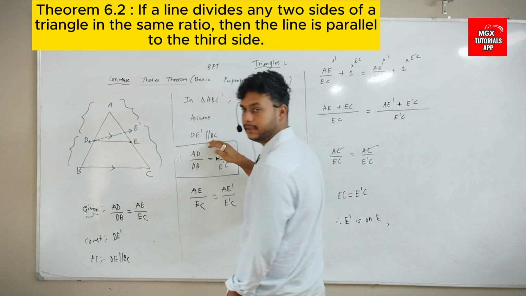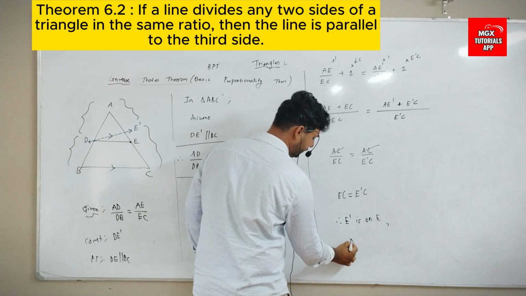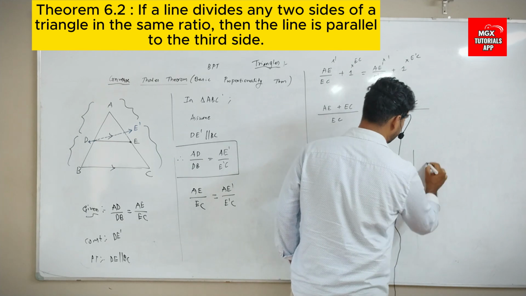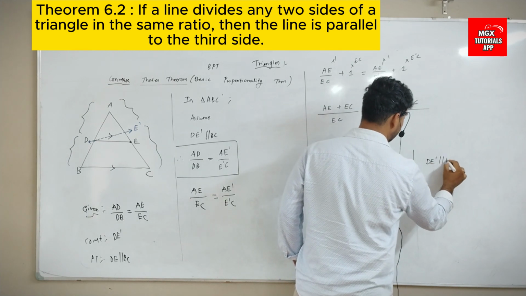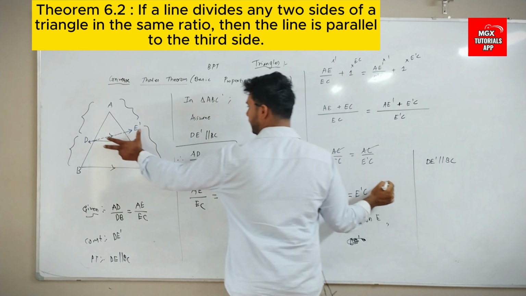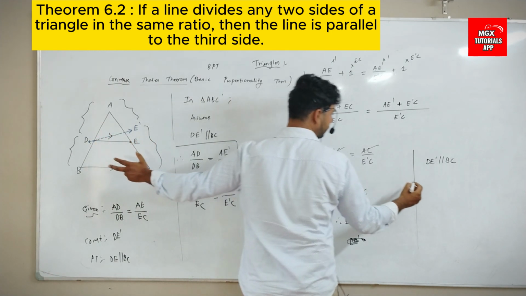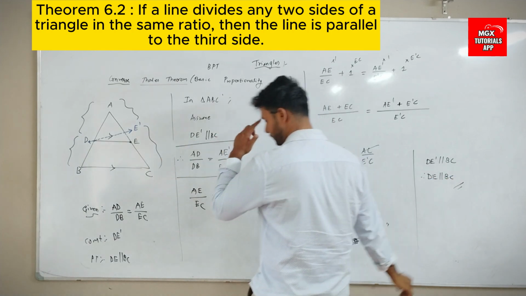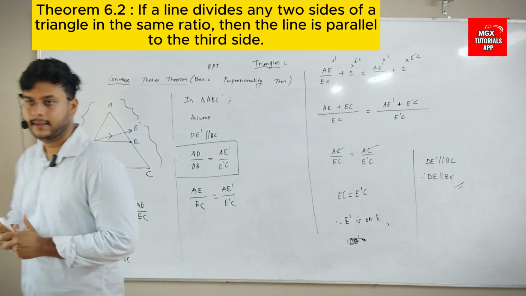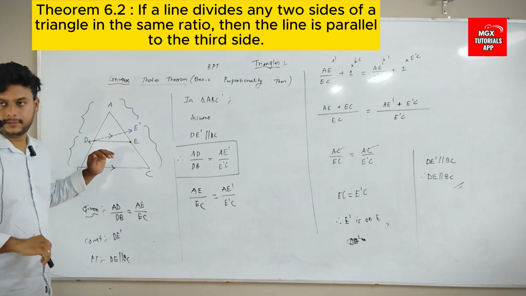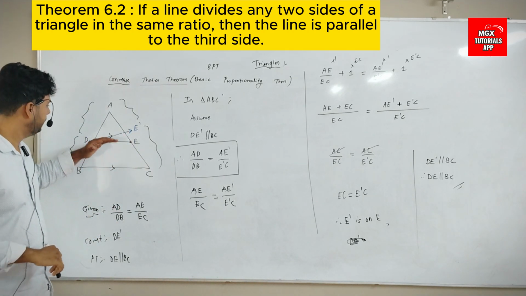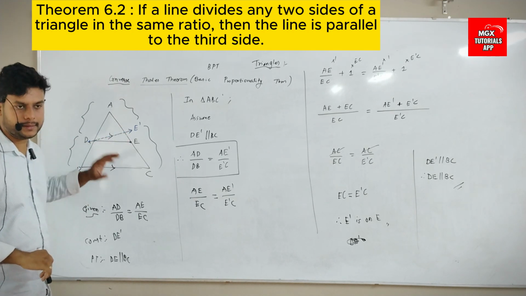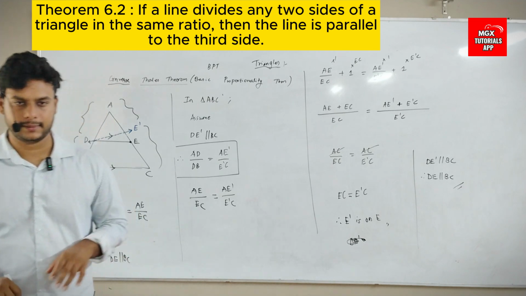We know that DE dash is parallel to BC. Then DE dash means the same as DE. So DE is also parallel to BC. This is a proof. I have assumed DE dash is parallel to BC, and since E dash is E, DE also becomes parallel to BC. That's how we do that.